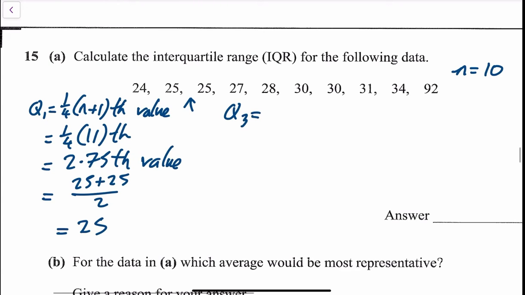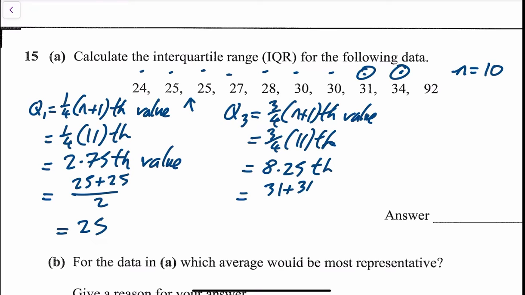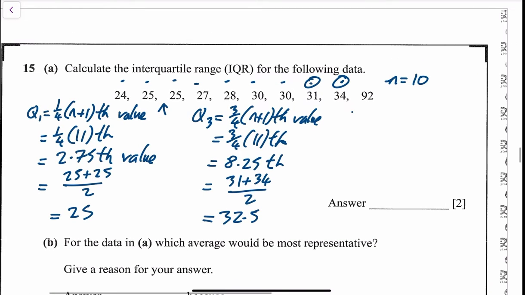We also needed to find the upper quartile because we're looking for the interquartile range. So equate 3/4 times n plus 1th value. And if you do that, that's going to be 3/4 times the 11th value. And if you do that, that gives you the 8.25 or 8 1/4 value. So again, halfway between the 8th value and the 9th value. Let me just check. There's 1st, 2nd, 3rd, 4th, 5th, 6th, 7th, 8th. So the 8th and the 9th are these two. So it's going to be 31 plus 34, divide by 2, and I have done that earlier on, and I got 32.5.